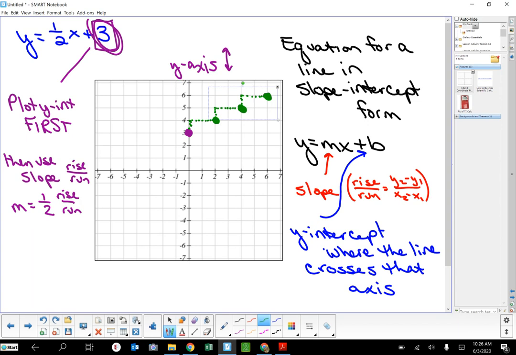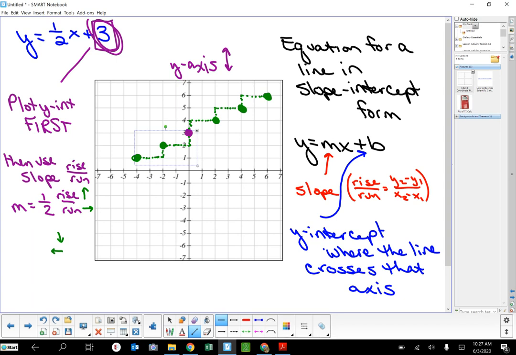Some of you are very good at this when you come into my room. Some of you stink and need a lot of review. Also, remember, if you're going to rise up and run right, you can turn both of those directions around and rise down and run left. So I could start from my purple point again, my y-intercept, and I could drop 1 unit and go left 2 units, and that would be another point on that line.